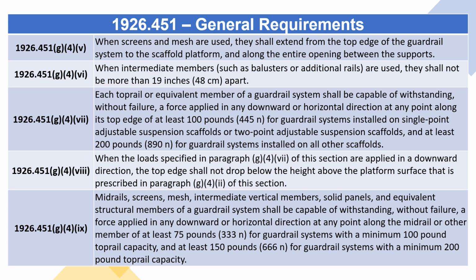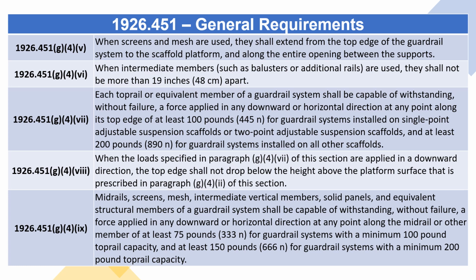Each top rail or equivalent member of a guardrail system shall be capable of withstanding, without failure, a force applied in any downward or horizontal direction at any point along its top edge of at least 100 pounds (445 N) for guardrail systems installed on single-point adjustable suspension scaffolds or two-point adjustable suspension scaffolds, and at least 200 pounds (890 N) for guardrail systems installed on all other scaffolds.